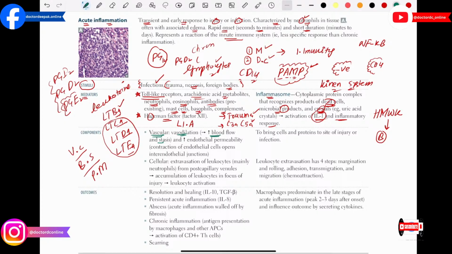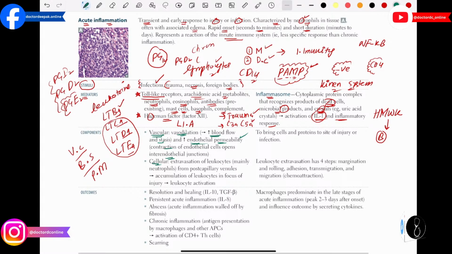Then after that there is also increased endothelial permeability. So what is the meaning of endothelial permeability? During the inflammation, the endothelial cells are going to contract, and when the endothelial cells contract, they will open the intraendothelial junctions. When they open the intraendothelial junctions, it will lead to increased permeability. And then after that we have the second component, that is cellular.